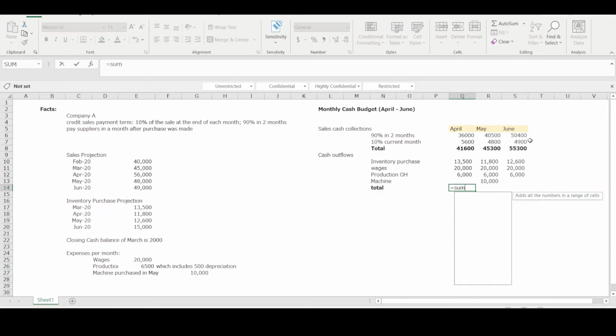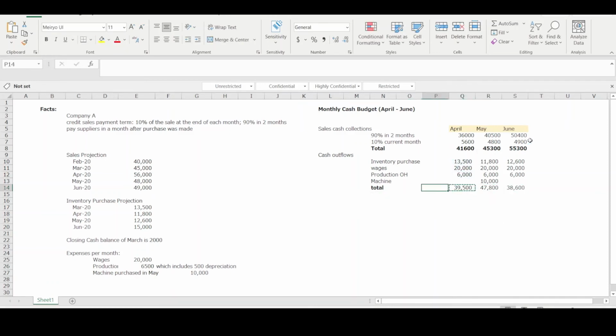Now you can calculate the total cash outflow for April, May, and June. If we just do the sum, these are the total cash outflows. Now you can see we've got total cash inflows ready and total cash outflows ready. So now we can calculate net cash inflow, or outflow if it is a negative number. The net cash inflow or outflow is the money we collected during the month minus the money that goes out as cash outflow.